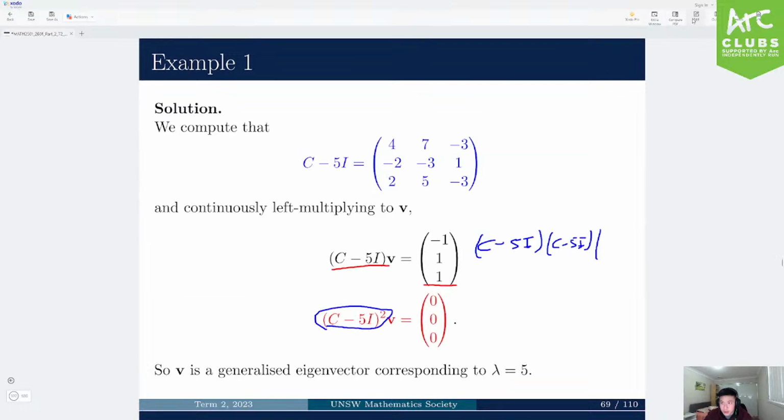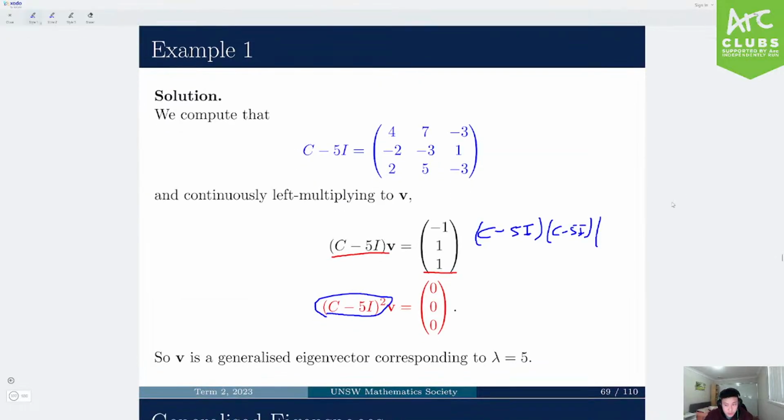1 minus 2, 3. So we actually multiply this by 1, minus 2, and 3. And we know that this part here corresponded to minus 1, 1, 1. And here we're just doing, again, a matrix times a vector, which is a lot simpler than squaring a matrix and then multiplying by a vector. And this turns out to be the 0 vector.